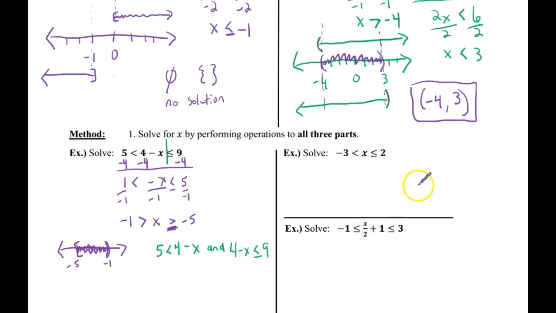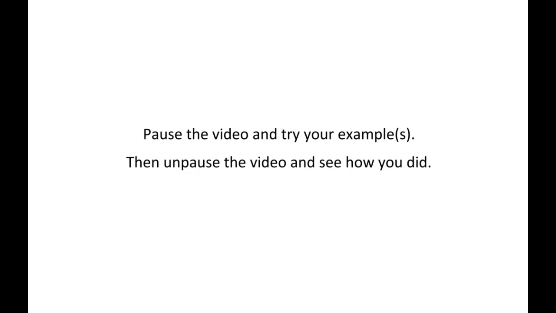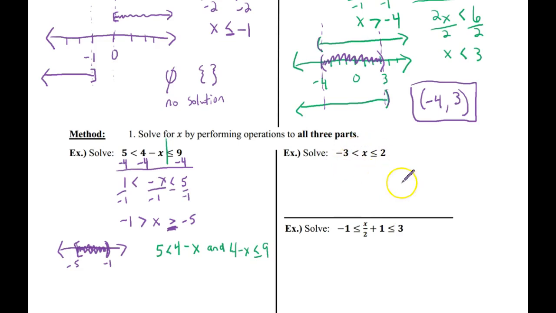Go ahead and look at the 2 on the right and try them. This one is already solved in the sense that x is alone, and you just have to think about what the graph looks like and what the interval notation looks like. Alright, let's see how you did.